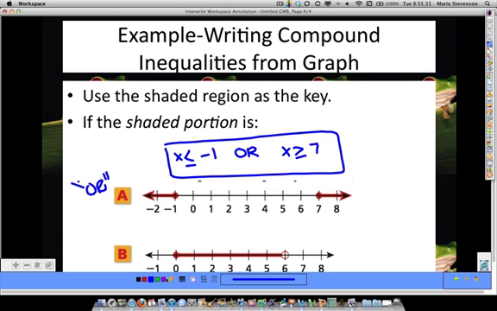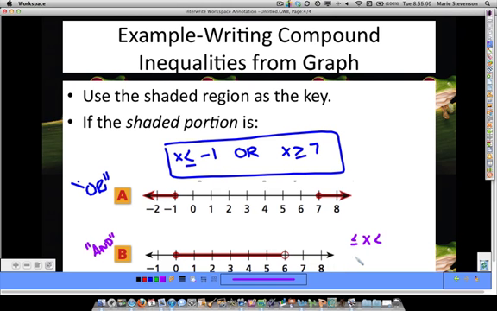Let's check the second one. Now you see how it's a line segment? It's connected. That's how I know it's an AND. This is an AND compound inequality. So first things first, I'm going to put X in the middle. On the left-hand side, I have a closed circle, so that means this less than is an equal to. On the right-hand side, I have an open circle. That means this less than is not equal to.